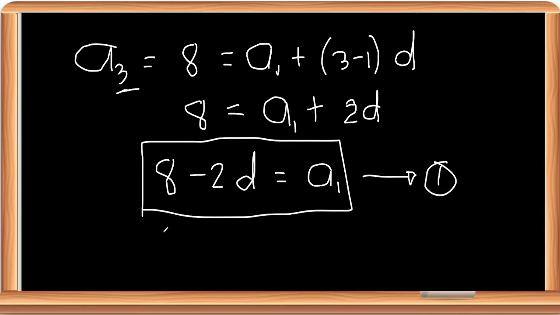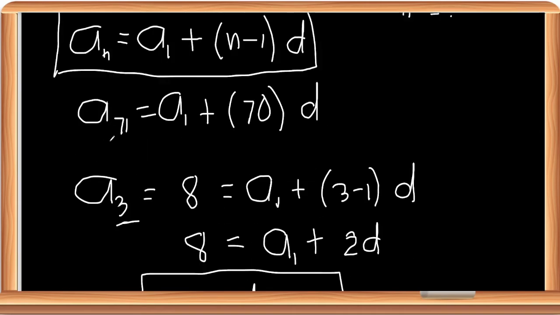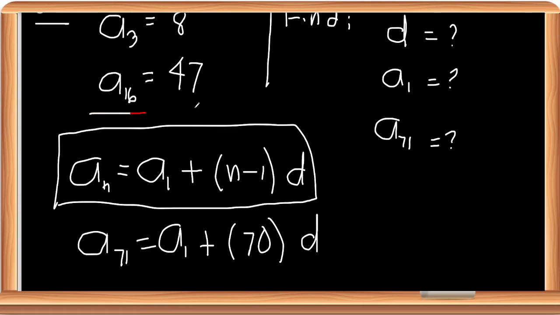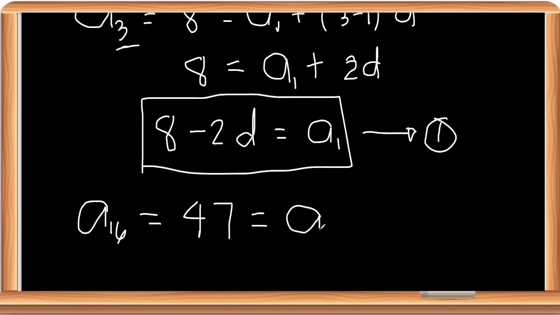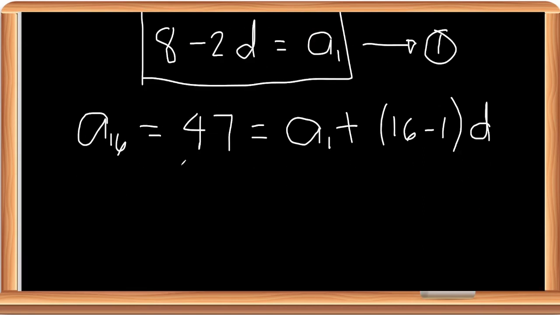Okay? Next, may a sub 3 ka. Gamitin mo naman ngayon ni a sub 16. Given din siya. It is equal to 47. It says here, a sub 16 is equal to 47. Okay, let's stick to the formula again. It is equal to a sub 1 plus n minus 1. Ang n mo is 16. I-minus mo siya ngayon sa 1. Multiply mo sa common difference, which is still unknown. No? So, using this, we have 47 is equal to a sub 1.